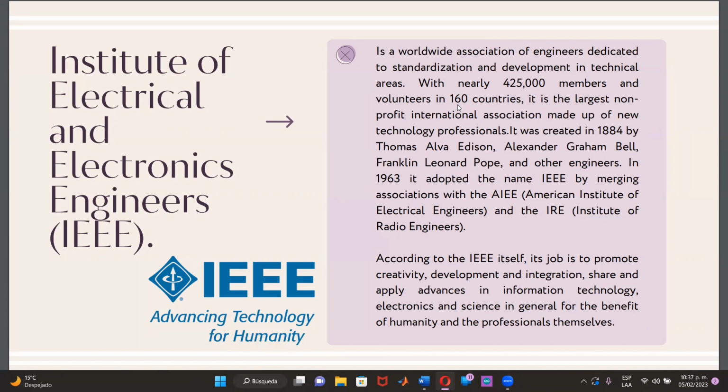In 1963, it adopted the name IEEE by merging the AIEE, American Institute of Electrical Engineers, and the IRE, Institute of Radio Engineers. According to the IEEE itself, its job is to promote creativity, development, and integration, and to share and apply advanced information technology, electronics, and science in general for the benefit of humanity and the professionals themselves.